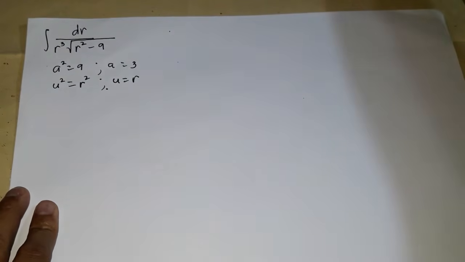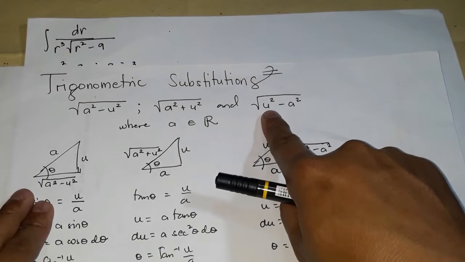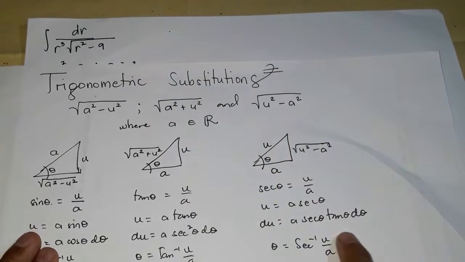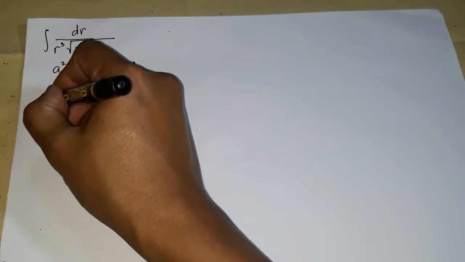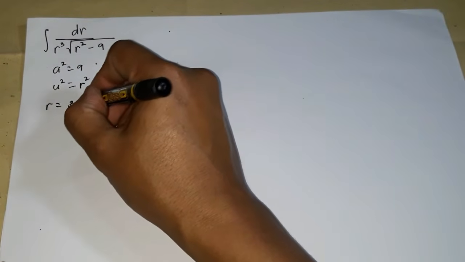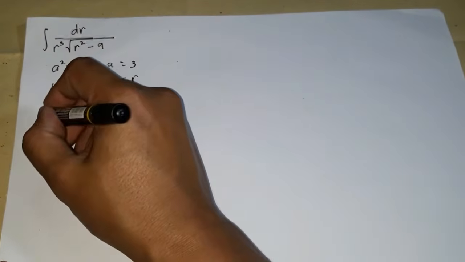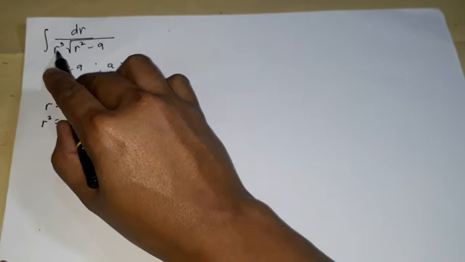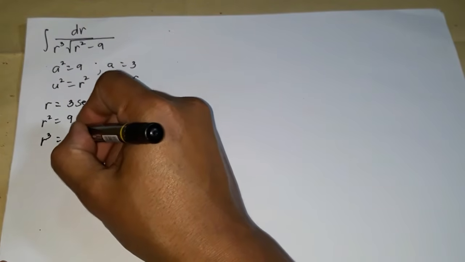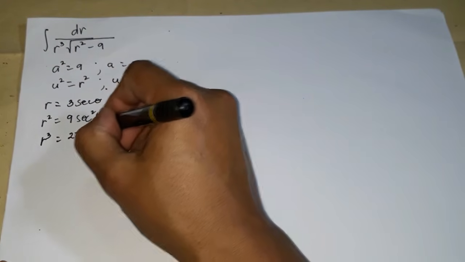So again, looking at our formula, when your integrand contains the square root of u squared minus a squared, then we use this substitution: u equals a secant theta. Okay? So we have u, which is r, equals a, which is 3, and then the trigonometric function is secant theta. And then you need r squared. Squaring both sides, that's 9 secant squared theta. You need r cubed. r cubed is 27, the cube of 3, and then secant cubed theta.